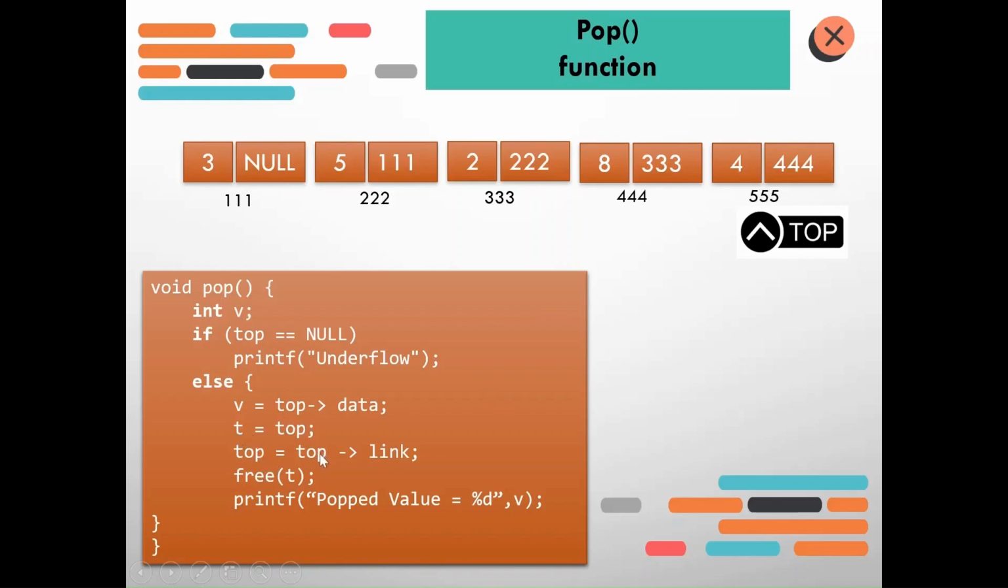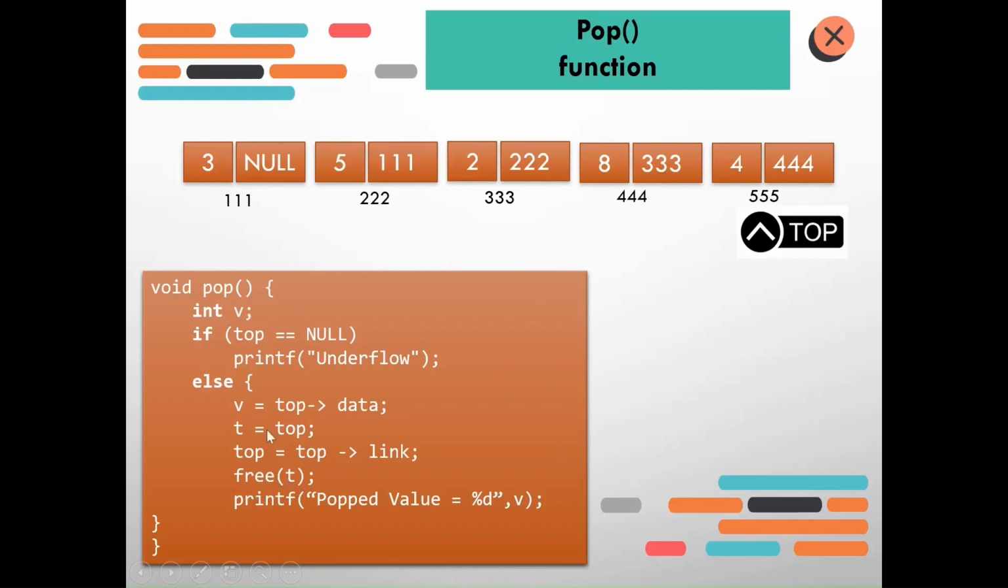Now top would be advanced to the link of top. What is top arrow link? Top arrow link means the link part of top. Top is 555 and the link part stored at that location is 444. So now top would be 444. Why? Because we need to remove this node. This is what happens in case of pop. That means the topmost element is removed. But of course, top should be pointing to the next contender, which in this case is this 444 node, right?